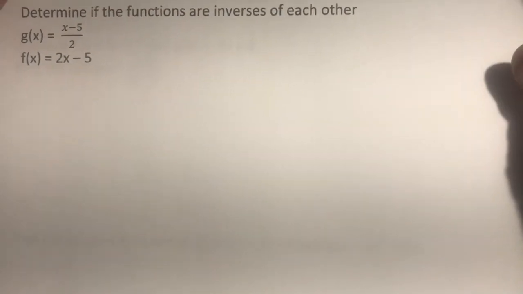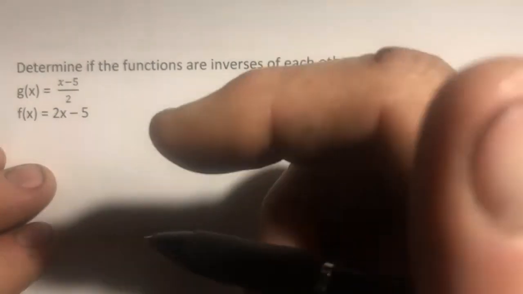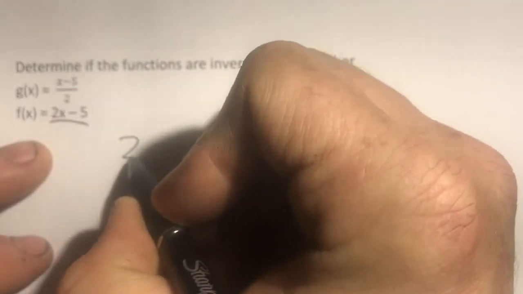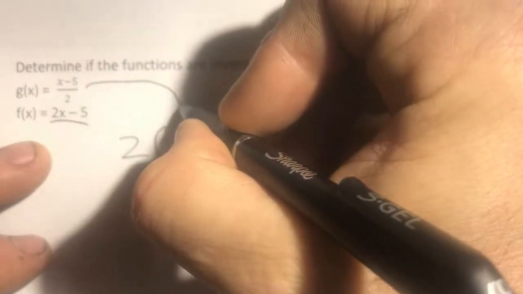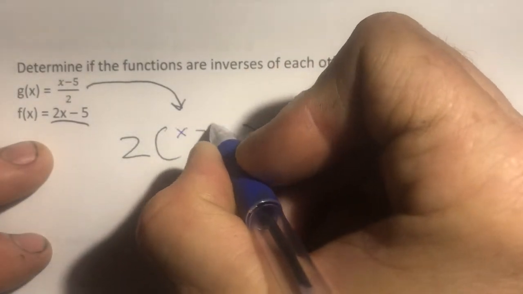Let's go, we'll come back to that one. Here's one here. Determine if these are inverses. I think these are inverses here. So what I'm going to do is, now I think it looks easier, this one here, 2x minus 5. And I'm going to take the other one and put it in there. So right where x is, I'm going to put the other function.